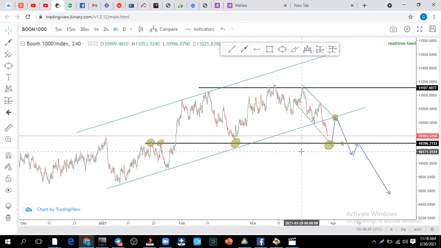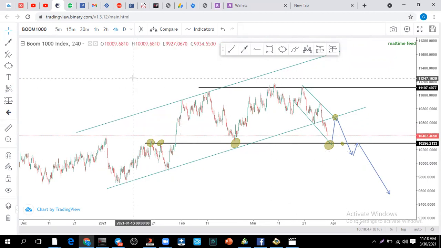So this strategy is for all currency pairs, both Boom and Crash, and also indices, gold, and even Nasdaq 100. So it's very simple to use this simple price action strategy to trade any tradable instrument in the forex market. So that's it, guys.